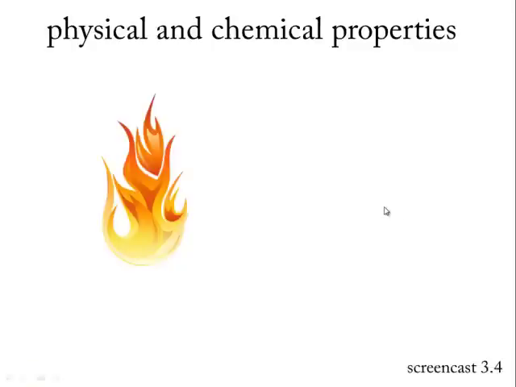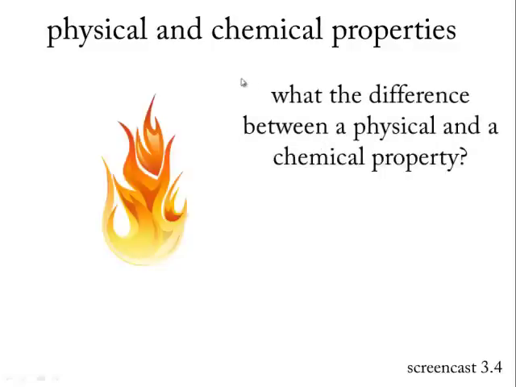Pure forms of matter have all sorts of different properties. They have boiling points, they have melting points, some are flammable, some aren't. And we can divide them up into either physical or chemical properties. You hear these terms used a lot. So we're going to understand the difference between a physical and a chemical property, and we'll find examples of each.